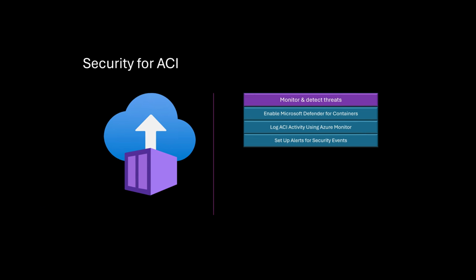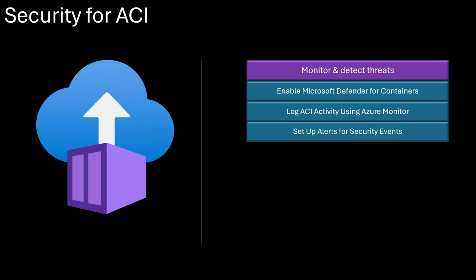To maintain security, you need to monitor ACI activity and detect potential threats in real time. How do you do this? You enable Microsoft Defender for containers. This will detect threats, vulnerabilities, and suspicious activity in your ACI workloads.